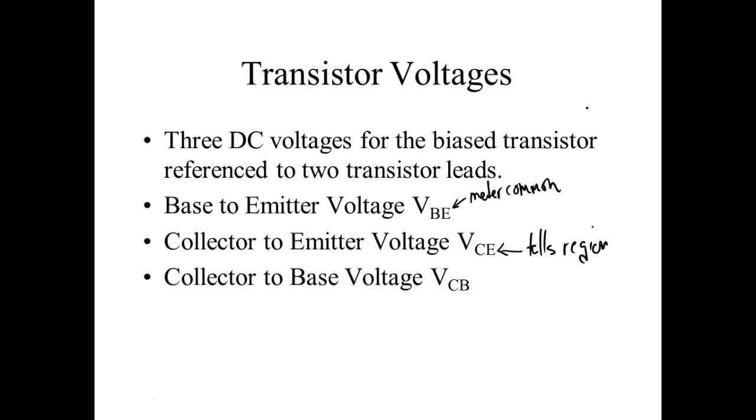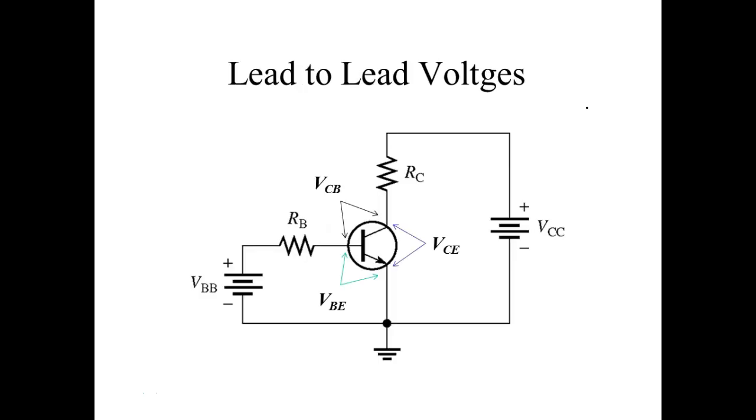Collector to base, this guy should be reverse biased. So it's an NPN, which means if we go between the base and the collector, it's going to measure positive. You're going to have a positive on the collector, right? Because the collector-base junction has to be reverse biased. Are we okay? And this is the way the measurements will be made.